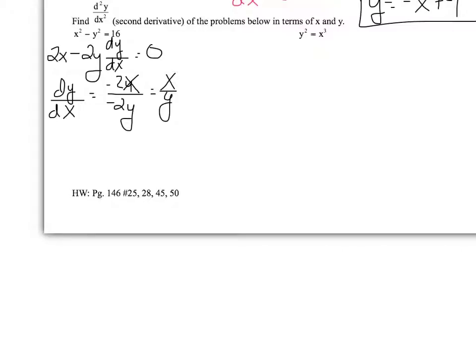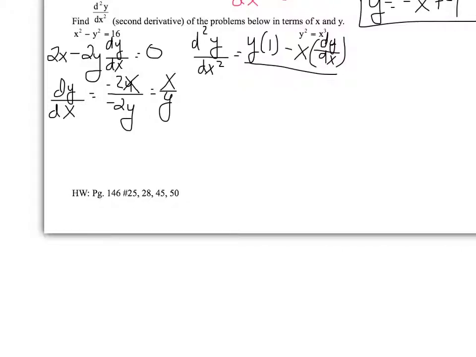Now that I have the first derivative, to find the second derivative again, let's just find the derivative of x over y. So d squared y dx squared equals, this is a quotient rule, so denominator times derivative of the numerator minus numerator times the derivative of the denominator all over denominator squared. So that'll be y times 1 minus x dy dx all over y squared. Y times 1 is y. Now this is where it's new.